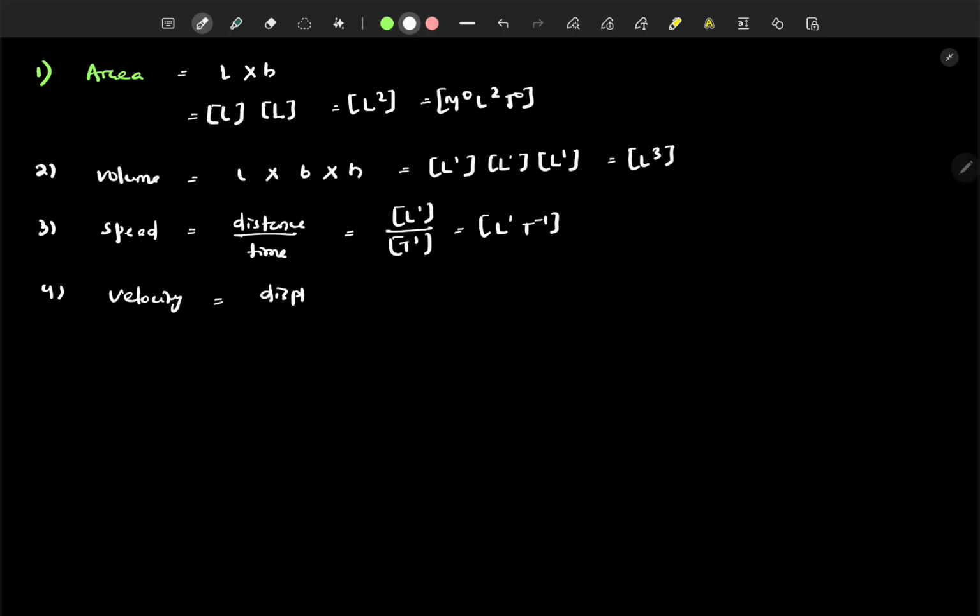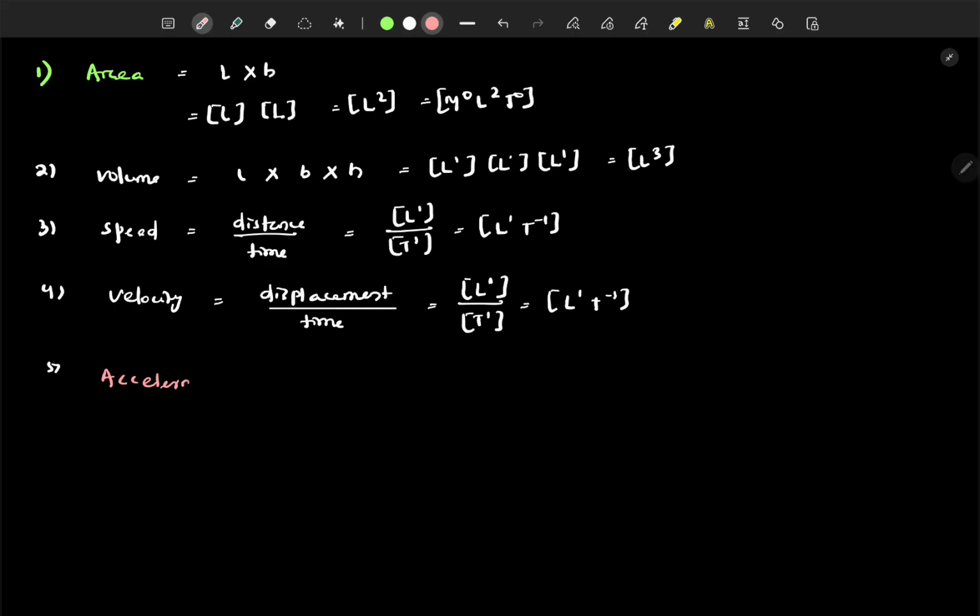Its formula is displacement by time. Velocity is displacement by time. Displacement is one type of length, so its dimension is L1 and the time dimension is T1. The final answer will be L1 T minus 1. Clear? Next is acceleration. Let's find acceleration.